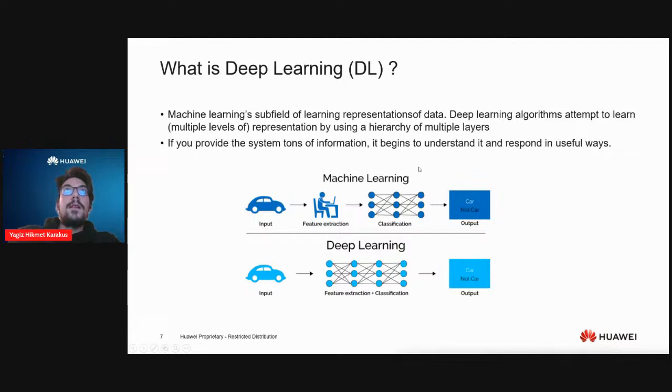As you can see from the image, in machine learning, feature extraction and classification are separate operations, and classification is automated with models like linear regression and logistic regression. Linear regression doesn't do classification, logistic regression does. But in deep learning, feature extraction is considered a part of the model. When we are using a deep learning model, we only need to give our input data, and we get our output data. If you provide the system tons of information, it begins to understand and respond in useful ways.